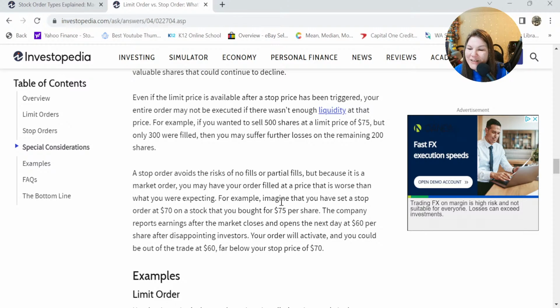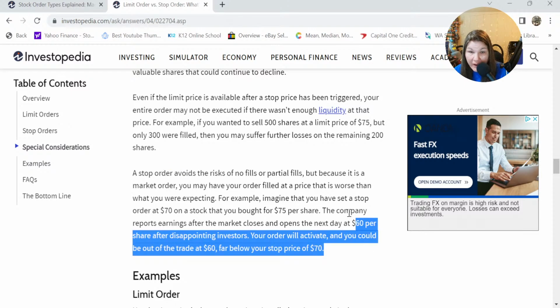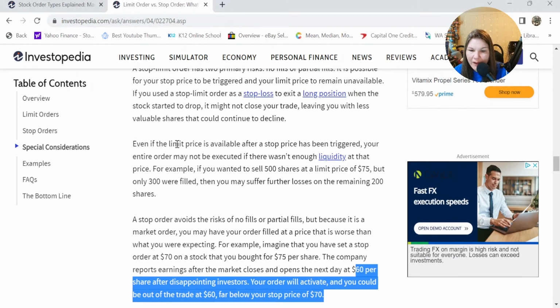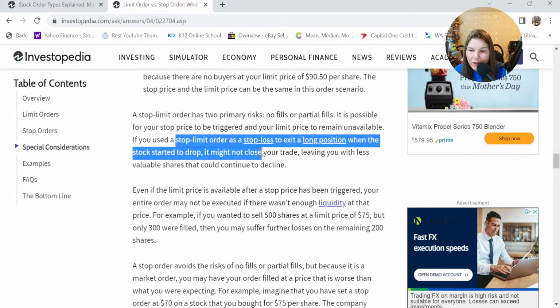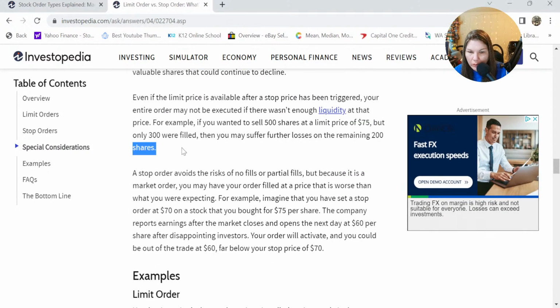For example, imagine that you have a stop set at $70 on a stock that you bought for $75. The company reports earnings after the market closes and opens the next day at $60 per share. Your order will activate and you could be out of the trade at $60, far below your price of $70. So that was a stop order, guys. You see how far below the order you could go, and it will sell it. But you'll end up with $60 and you lost $10 a share. If you use the limit stop or stop limit, you might not even have all of your trade sold.